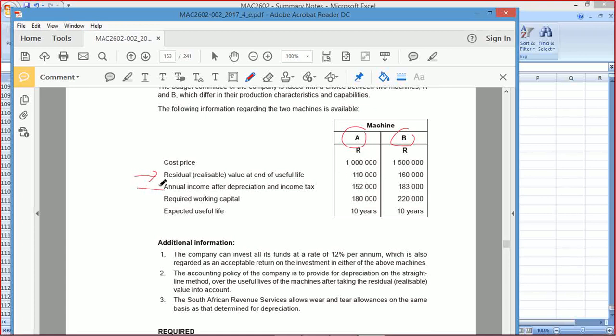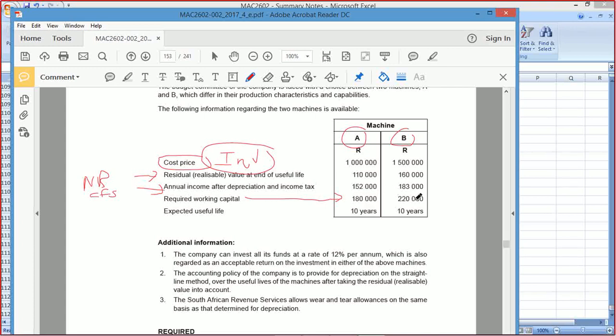Okay, annual income. See, there's cash flow. That's a cash flow. Right, the cost is going to be seen as your initial investment. Okay, required working capital. Required working capital is what you need in order to keep operating. Okay, so that would have been part of the requirements in terms of capital budgeting.